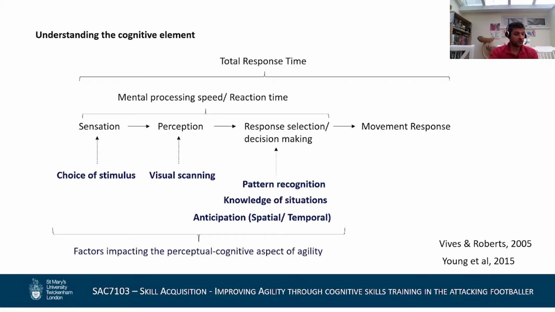Young et al. 2015, as well as Vives and Roberts 2005, suggest choice of stimulus, visual scanning, pattern recognition, knowledge of situation, and anticipation as factors impacting the perceptual cognitive aspect of agility.